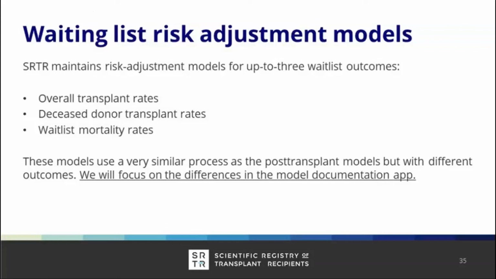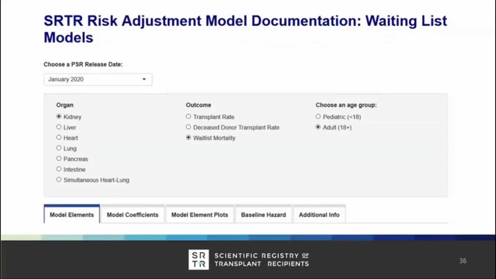So I'm going to skip a lot of the technical detail from Nick's presentation because it's essentially the same for the waiting list models. But instead, I'm going to focus on the differences in the model documentation app and some ways you can use it to maybe understand the models a little bit. So this is the landing page for the waiting list model documentation. And you just need to select an organ, outcome, and age group. It's important to point out the outcome does depend on the organ you selected. So kidney and liver are going to have outcomes that include living donors, whereas the other organs will not. And the lung models have different pediatric age groups due to the different allocation systems that are used in lung transplant.